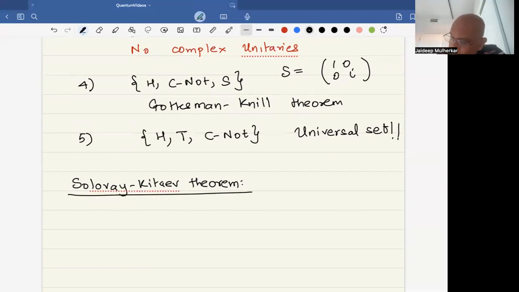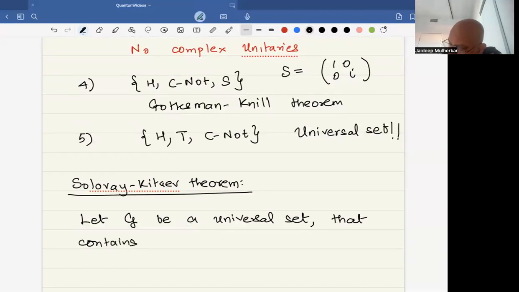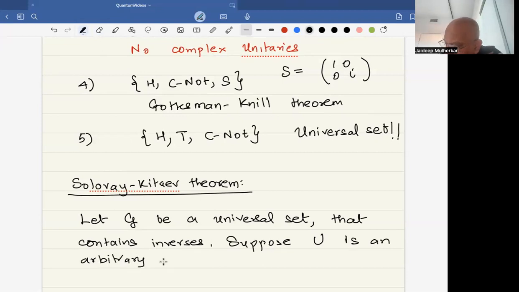So suppose I have a universal set G. One of the conditions of the Solovay-Kitaev theorem is that if a gate g is in this set, then g inverse is also in the set, so the set contains inverses. And suppose U is an arbitrary unitary.